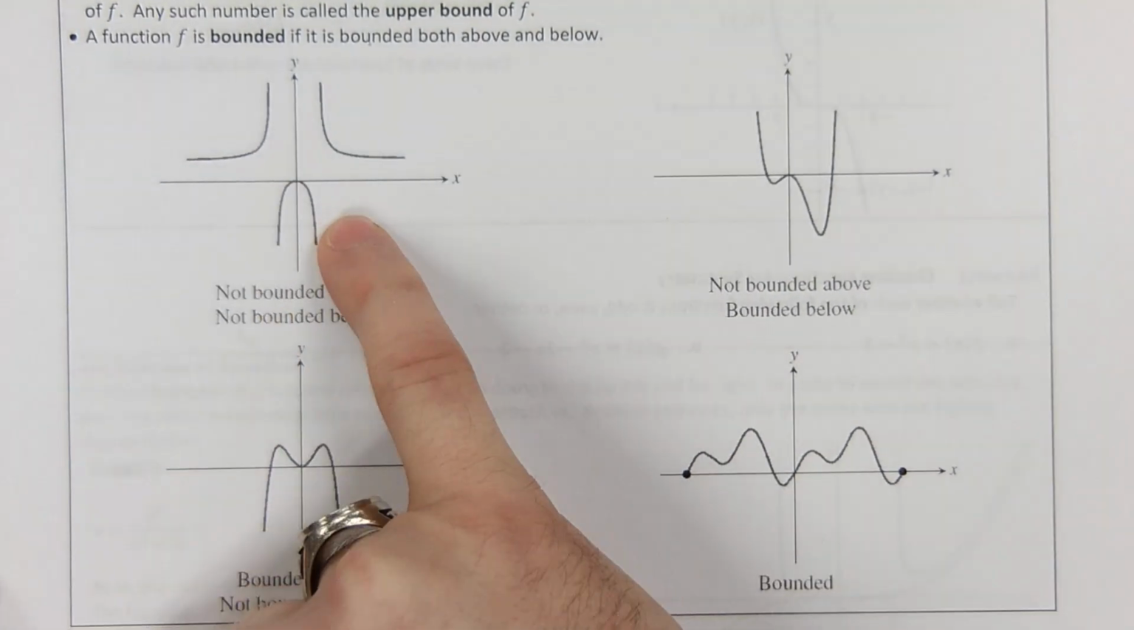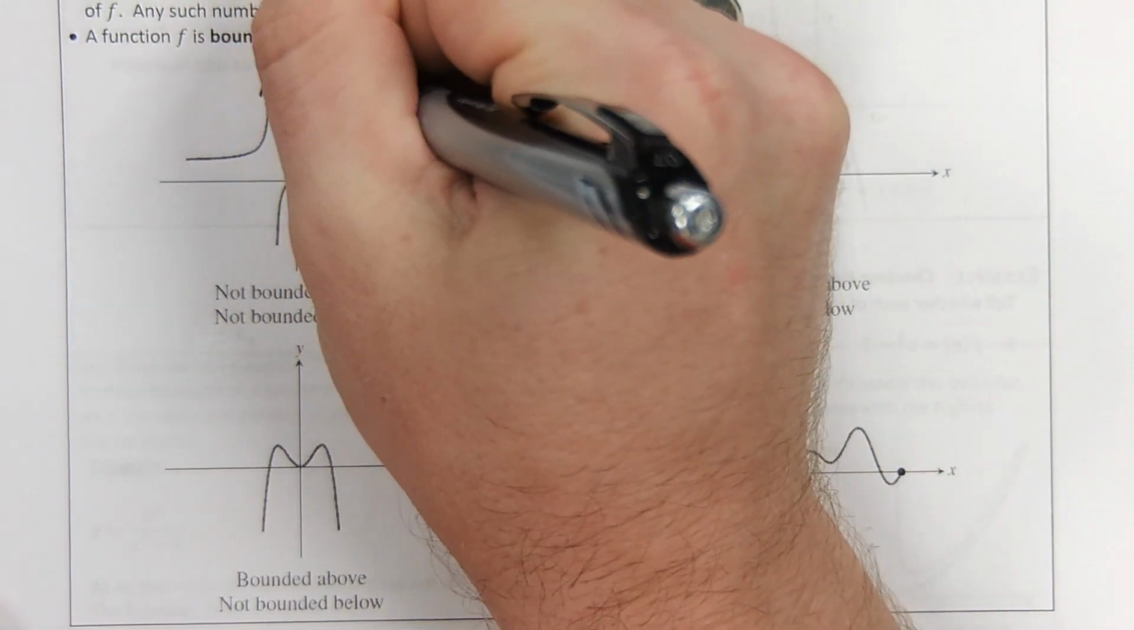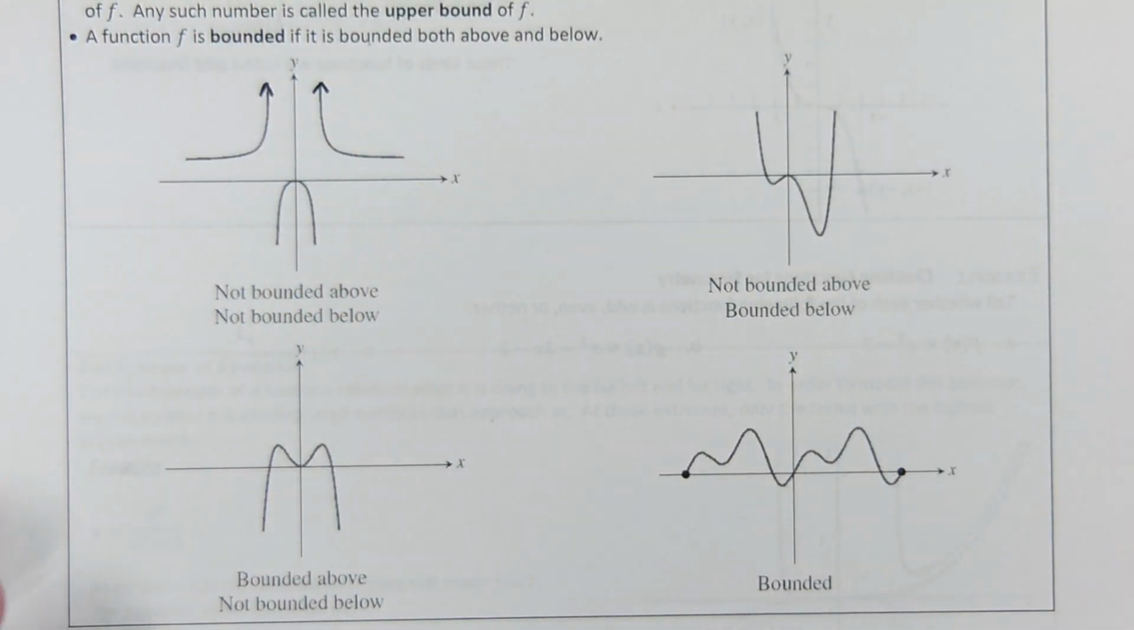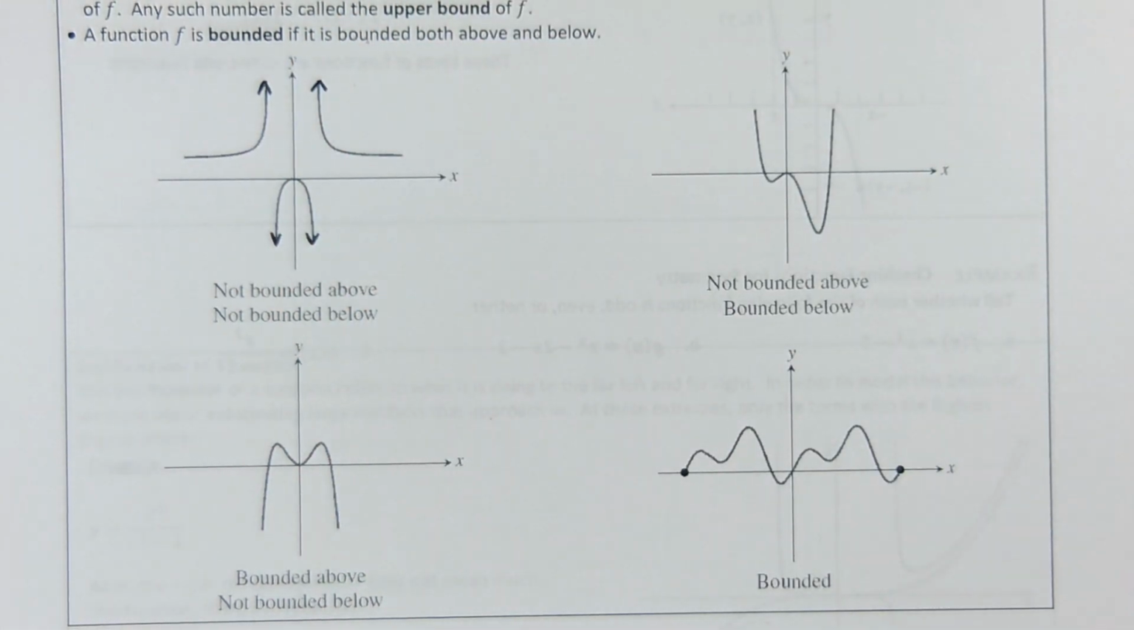In this picture, because my graph goes up forever, it's not bounded above. And because my graph goes down forever, it is not bounded below. We simply say not bounded. Just like that. Easy enough? Okay. Like I said, it's a property of the range.